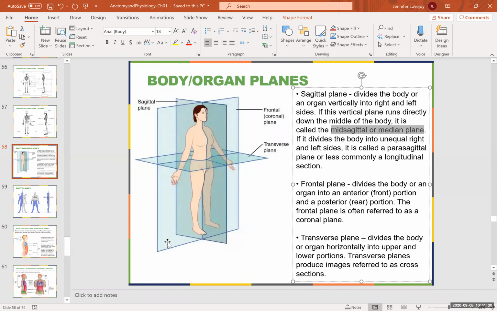So those are both vertical planes. The sagittal is going this way, dividing our body into right and left. Frontal, still vertical, it's still standing up this way, just dividing my body into front and back. The third plane is horizontal. So that guy's going this direction. The horizontal plane, we call it our transverse plane. So it divides the body or an organ into a top, upper, and lower section.